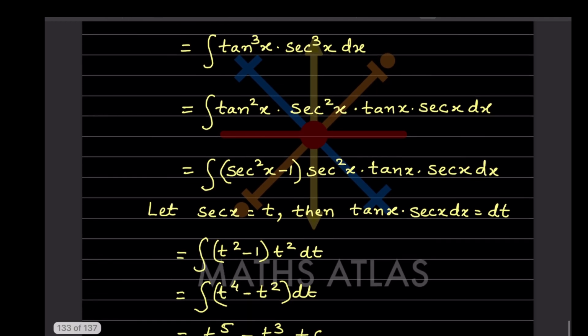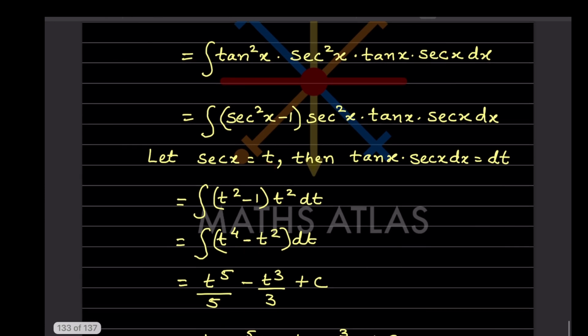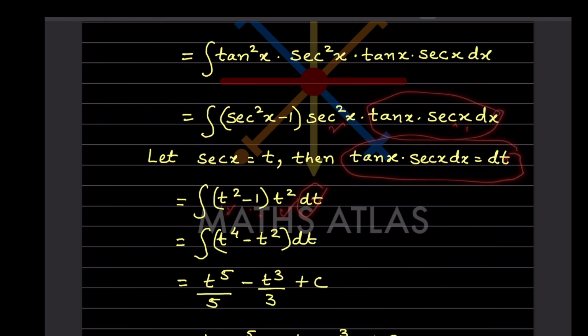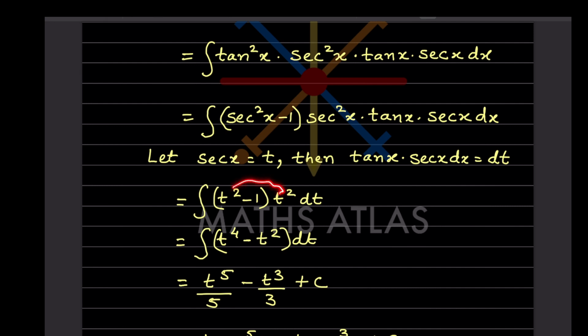So now let us consider this sec x as t. So this tan x sec x dx will be dt when we take the derivative of it. Now what will we write in place of this one? We have considered sec x as t, so sec square x is going to be t square minus 1, and this will be t square, and in place of tan x sec x dx we will write dt. Now we can expand this, that will be t raised to 4 minus t square, dt.